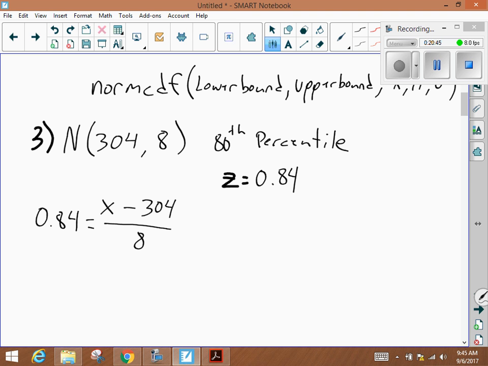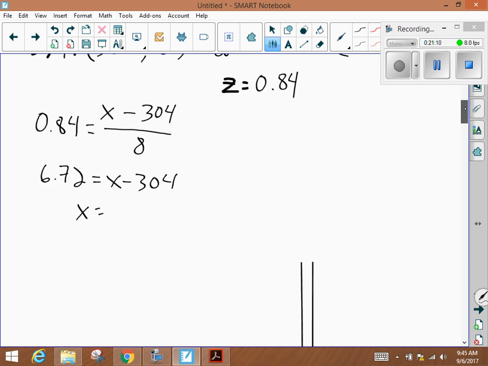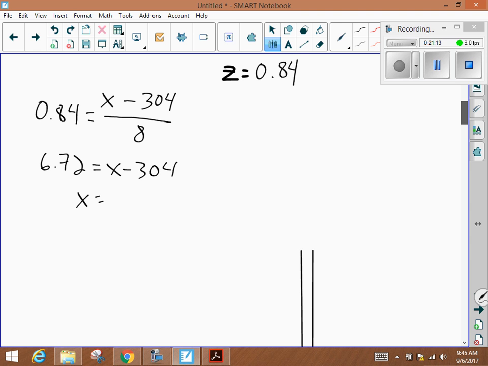So, I will multiply both sides by 8. We're solving in proportion. 8 times 0.84 is 6.72. Sorry, I calculate using the robot voice. So this is going to be x equal to, when I add 304 to both sides, I get 310.72.